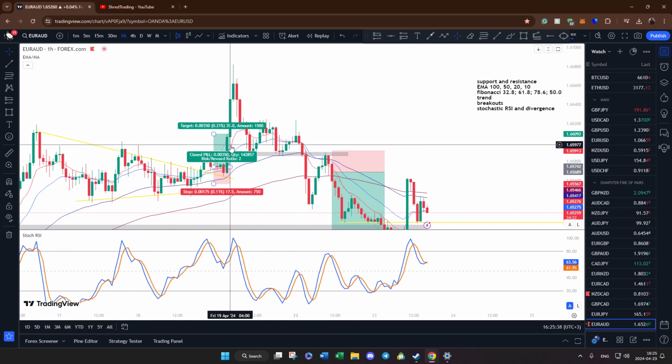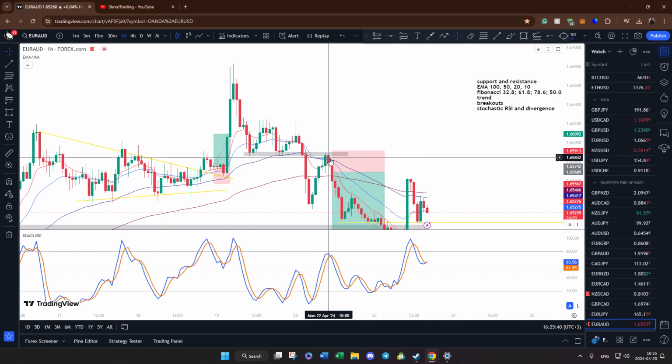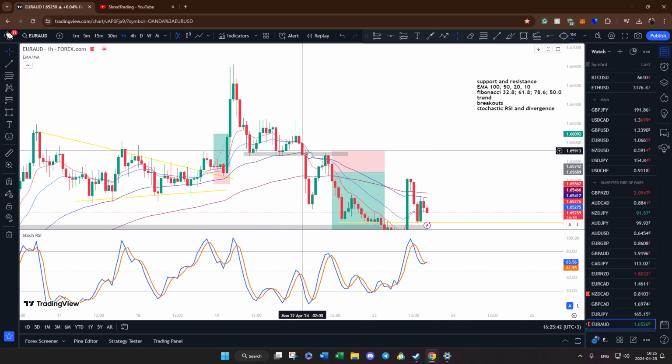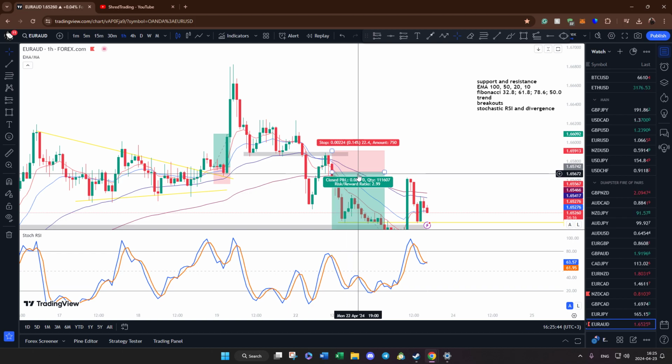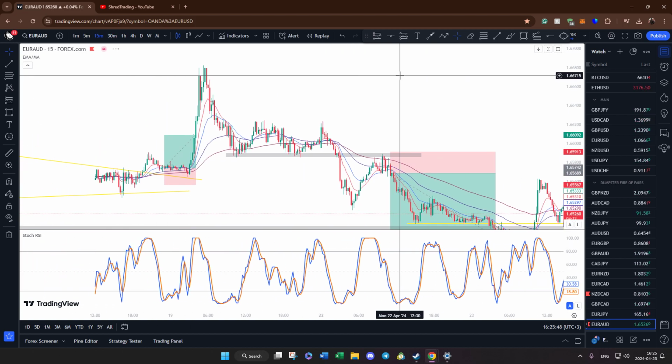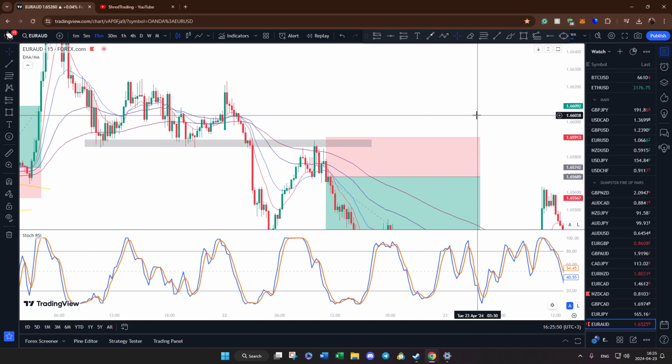But as you can see, it's perfect resistance here at this zone, and I entered basically at the resistance. I got double confirmation from 15 minutes. I use this strategy that I'm not going to go in depth with, but basically whenever it touches the 100 and then it goes back to the 50 and the 20 and 10 EMAs cross over, showing that it's a downtrend, I get into the trade.